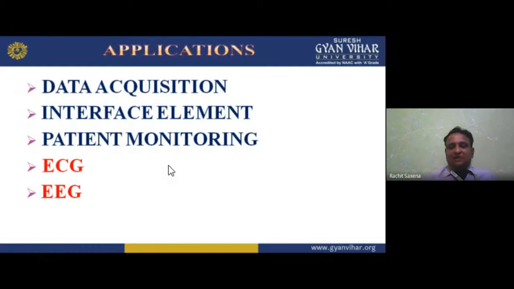Isolation means electrical isolation, and it basically resists the flow of leakage current. So what do we have? Transformer coupled, optical coupled, and capacitive coupled. So three types are there.